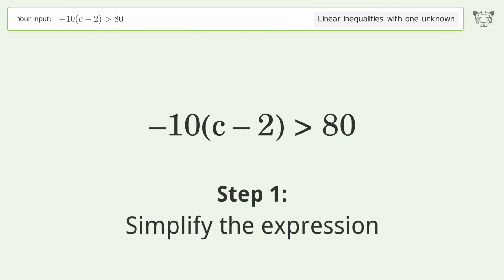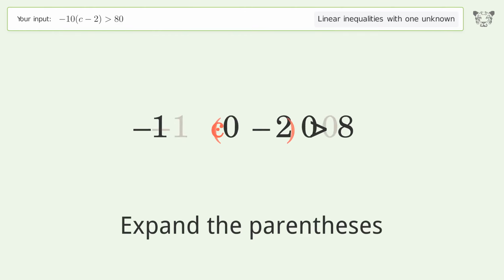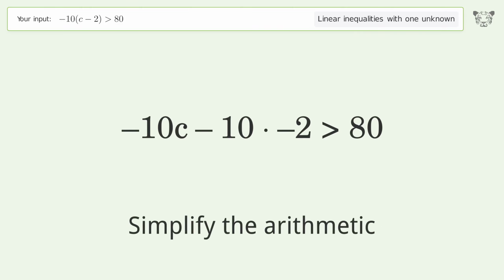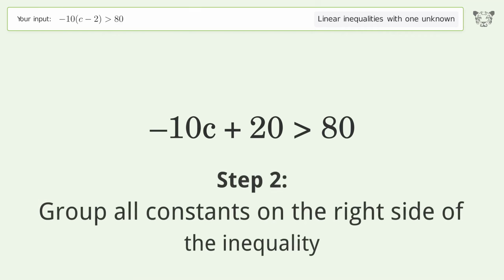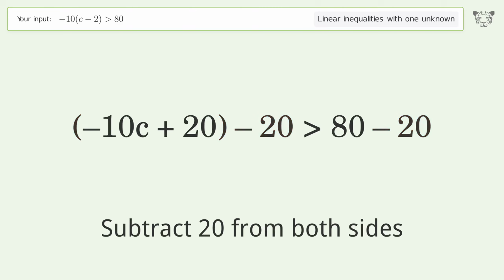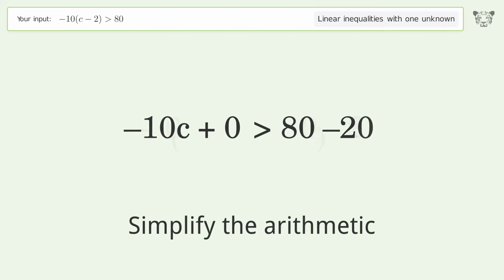Simplify the expression. Expand the parentheses. Simplify the arithmetic. Group all constants on the right side of the inequality. Subtract 20 from both sides. Simplify the arithmetic.